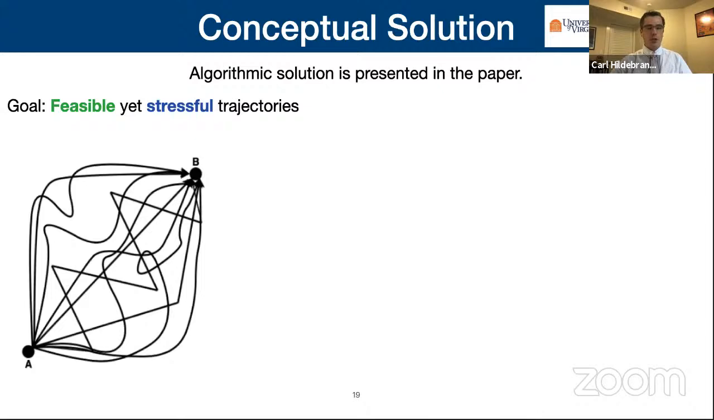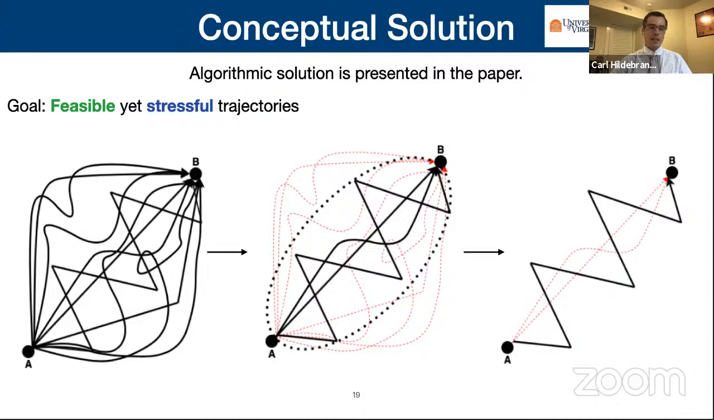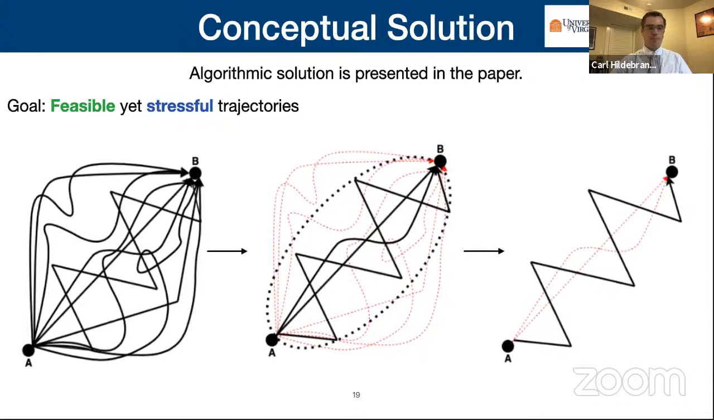In this talk, I'll go over a conceptual solution that describes the core technical contributions of our approach. The algorithmic solution is presented in more details in our paper. There are three main stages to our approach. The first is a technique that allows us to find trajectories. The next stage is a technique that allows us to filter out any physically infeasible trajectories. And finally, a technique to select the most stressful trajectories.